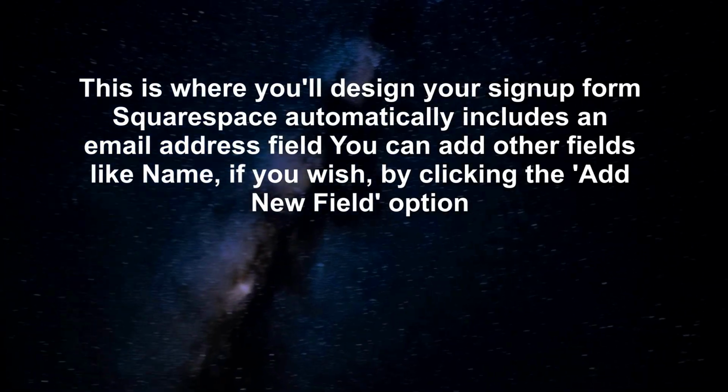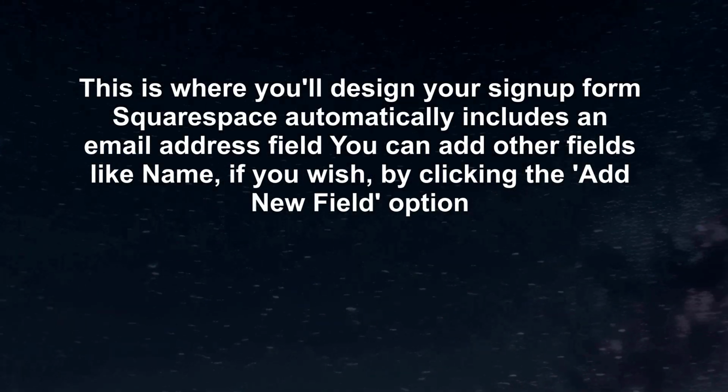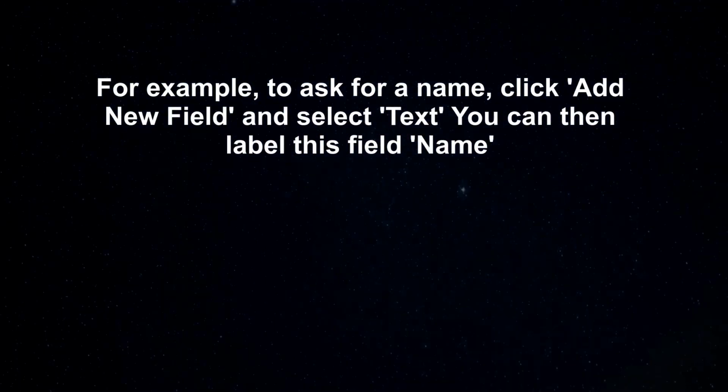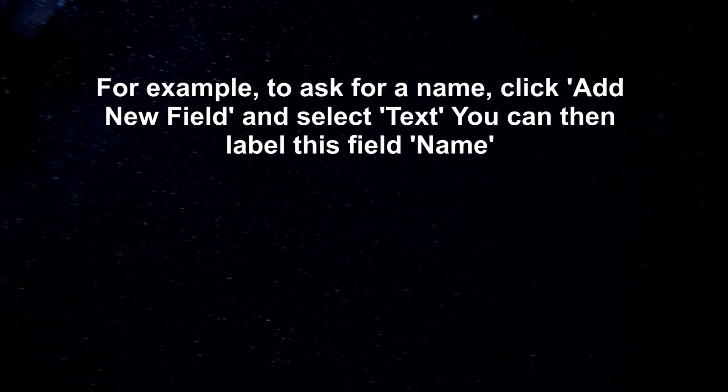Squarespace automatically includes an email address field. You can add other fields like name if you wish by clicking the Add New Field option. For example, to ask for a name, click Add New Field and select text. You can then label this field name.